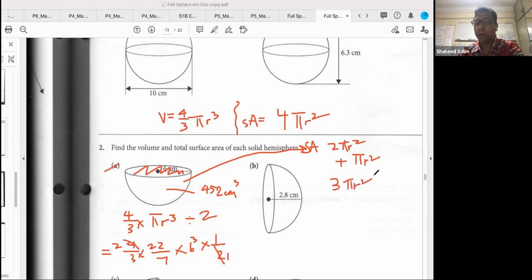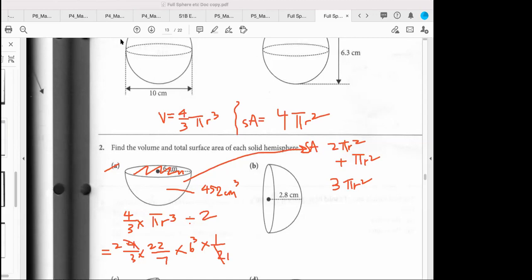Okay. If you're confused, I'm going to show you now the other side, the notes itself. You can have a look at the notes. Hold on, hold on.